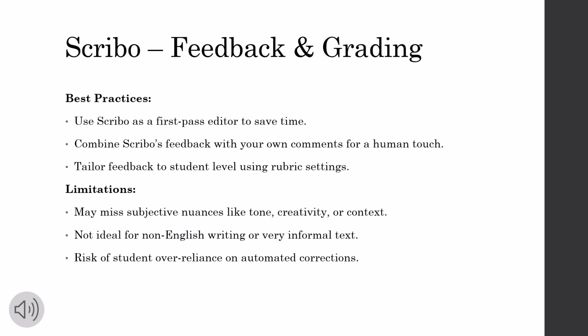Scribo is a real time saver when it comes to grading writing tasks. The best way to use it is as a first pass reviewer. It gives instant feedback on grammar, clarity, and structure. Then teachers can add their own comments to personalize the feedback and ensure it fits the assignment's goals.